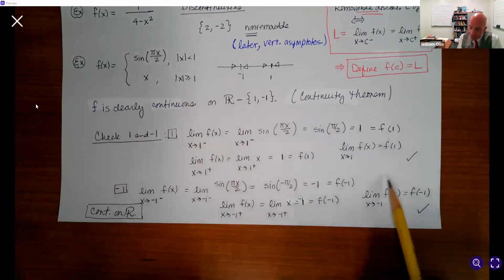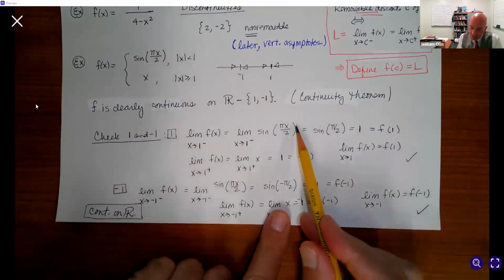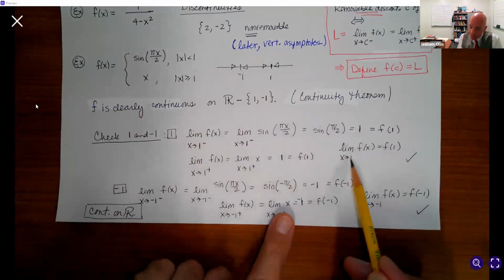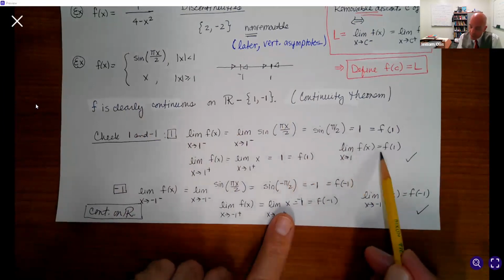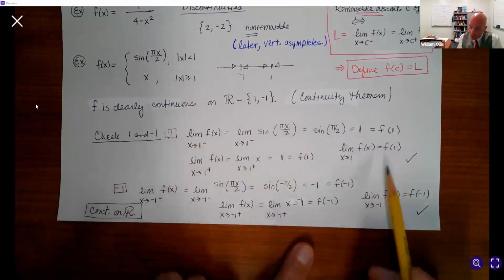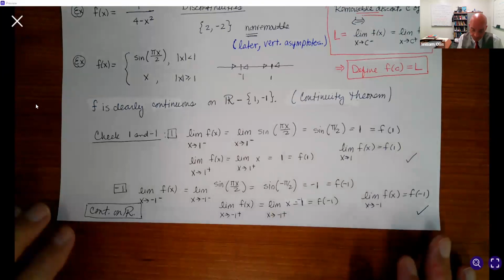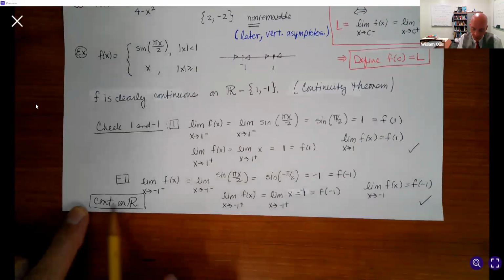Okay, so now we're seeing that the approach from the left and the right give us the same value. So the limit as x approaches 1 of f of x is just f of 1, which is 1. So we have continuity at 1 by definition. So notice we obviously got the same thing over here, but let's prove it.